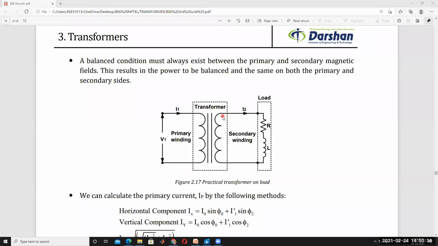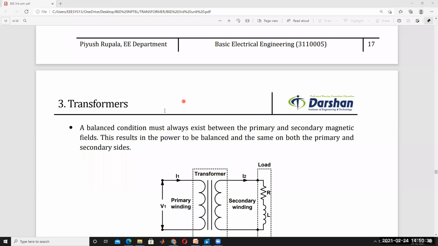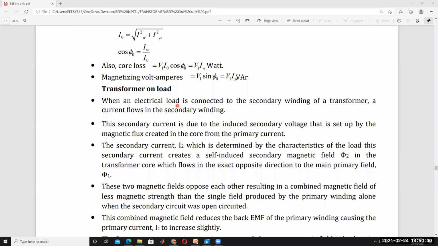That means it draws current from the supply, and that is called I2. When an electrical load is connected to the secondary winding of a transformer, a current flows in the secondary winding. That is called I2. Under no load condition, I2 is equal to 0. Under loaded condition, I2 is not equal to 0.